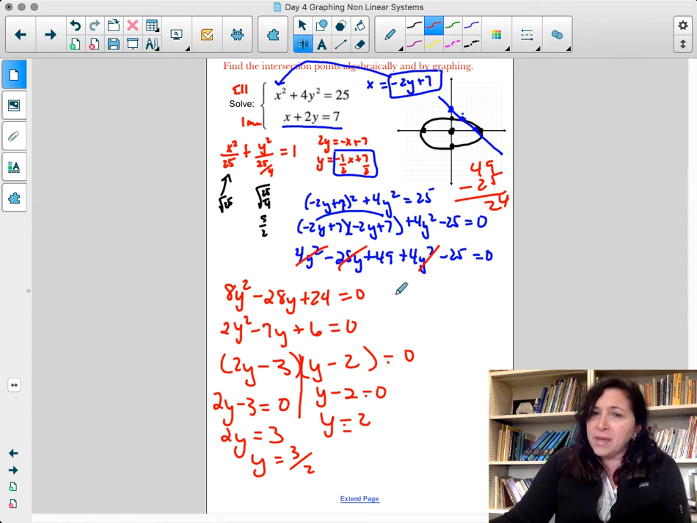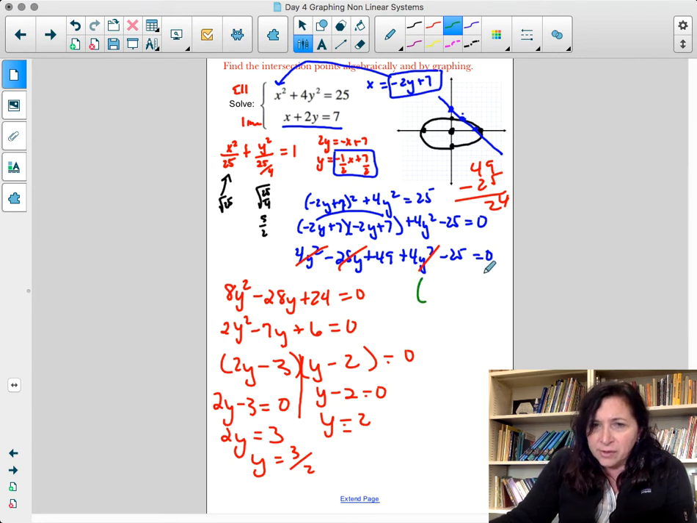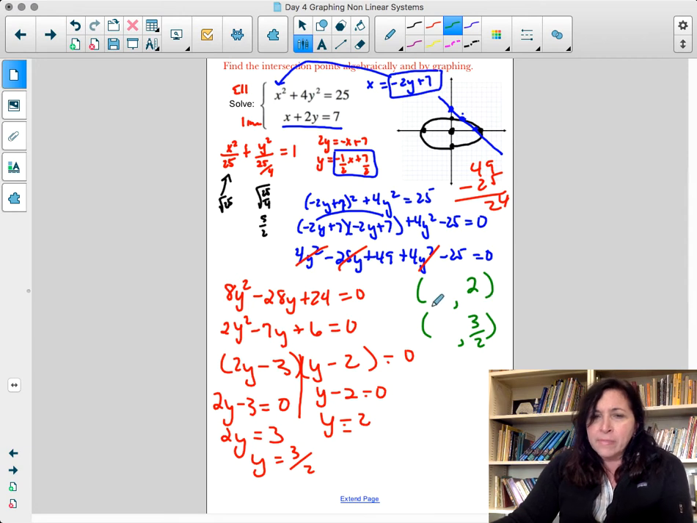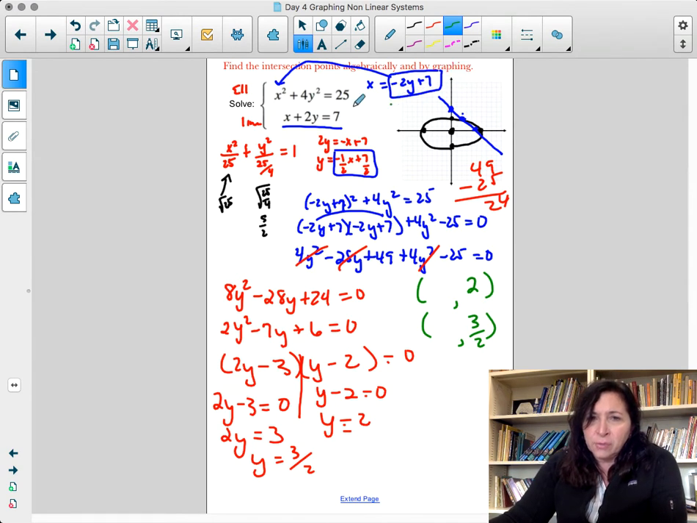So I have 2 y values. So what that means is this. I'm going to put these aside. So here is my values, my 2 points. One of my y's is 2, and my other y is 3 halves. Notice I'm putting them on the y side. Okay, now I got to plug that in. Pick an equation. I'm going to use this one. This looks like a happy equation. Plug in 2 for y.